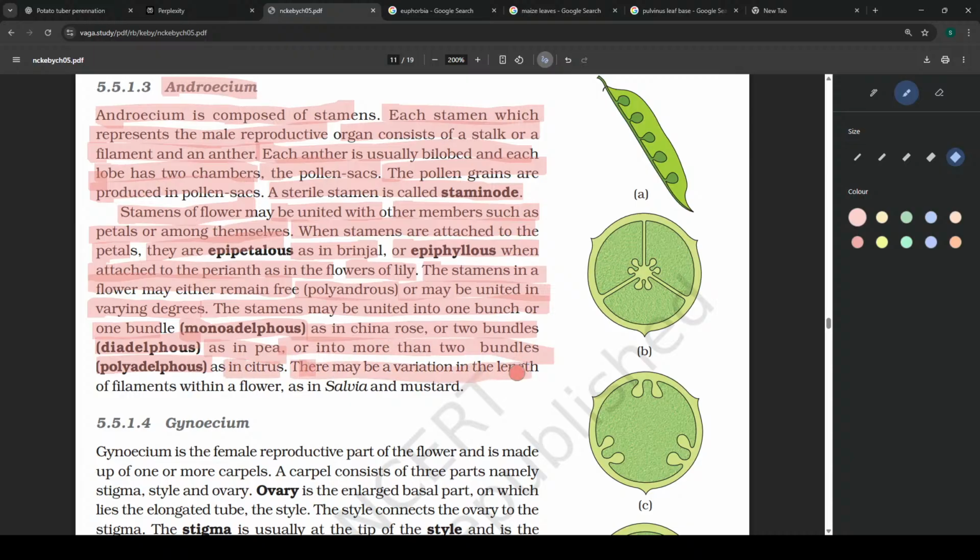There may be variation in length of filament within a flower, as in salvia and mustard. Basically, in the same flower, one stamen may be long and one stamen may be short. This kind of variation we see in salvia and mustard plants.